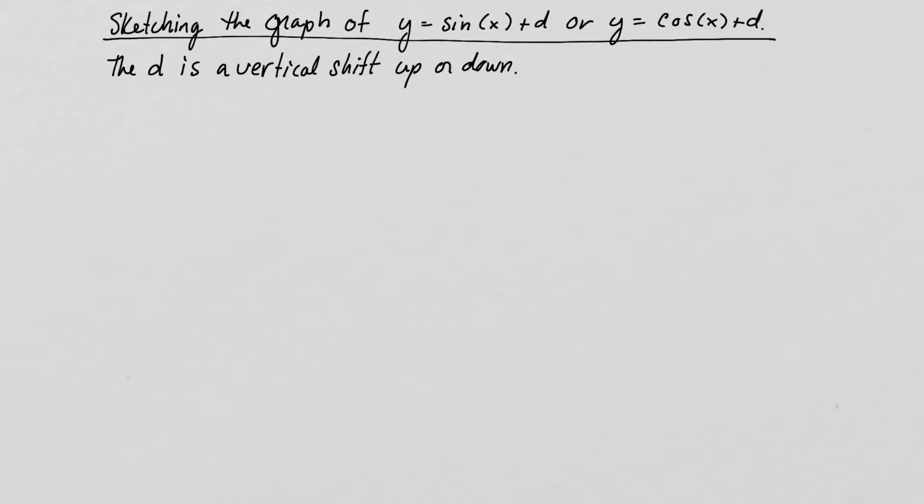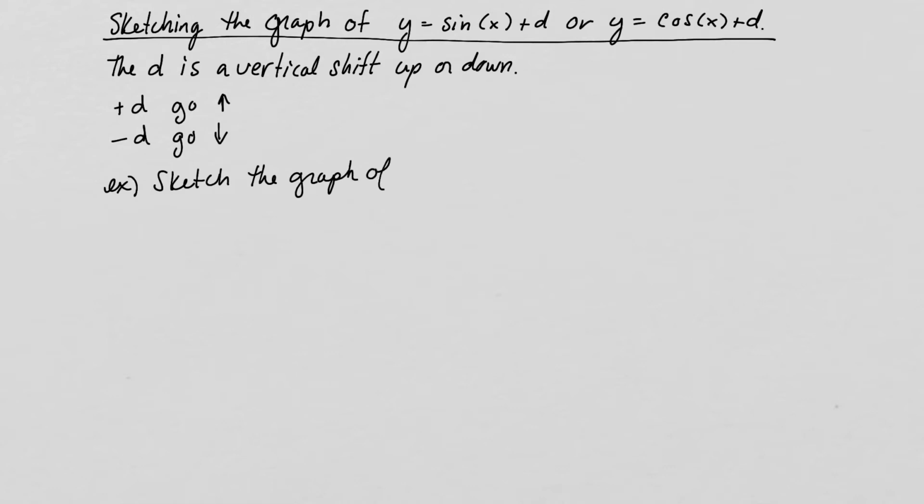And we're just going to do, if it's a plus d, we're going to go up. And if it's a minus d, we're going to go down. So it's actually a pretty easy transformation. So for example, sketch the graph of, so A will do y equals the sine of x plus 2.